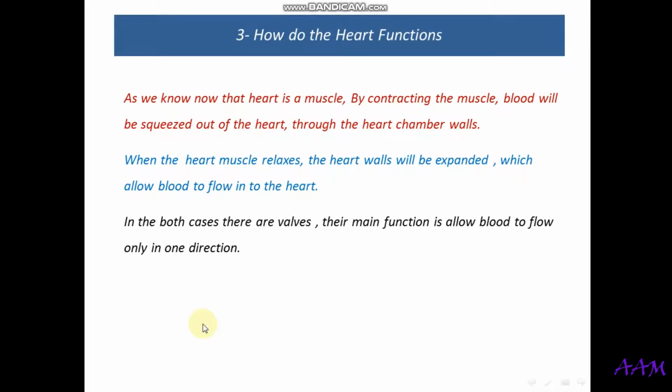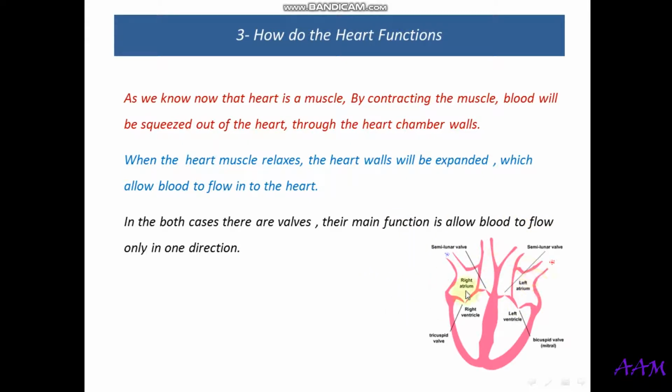The circle goes on. In both cases, there are valves. Their main function is to allow blood only to flow in one direction, as you see here. This is valve number 1, valve 2, this is 3 and 4. These two valves are controlling the blood between the two chambers here and here, and these two valves will permit the blood to flow only in one direction into the arteries. One artery takes the blood to the lungs to get oxygenated, and the other artery, which is the strong, main one, takes the oxygenated blood to the other parts of the body. Okay.